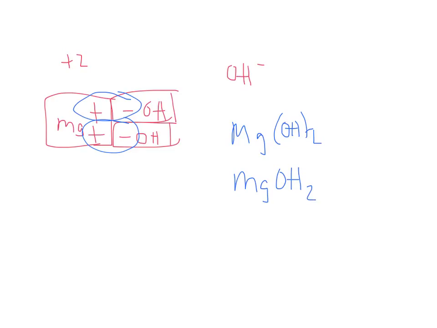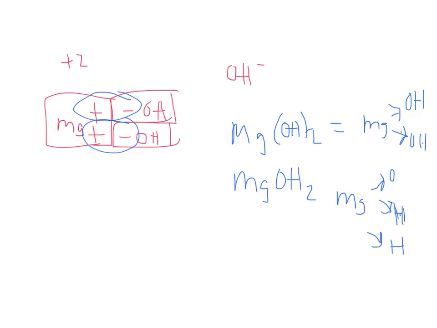Now this is one where people say, well, why can't I just write MgOH2? It's important to realize that written the other way, it means Mg with 2 OH groups taking the electrons. But if I write it without parentheses, it looks like Mg with an O and an H and an H. So the parentheses make a big difference. So Mg parentheses OH 2.